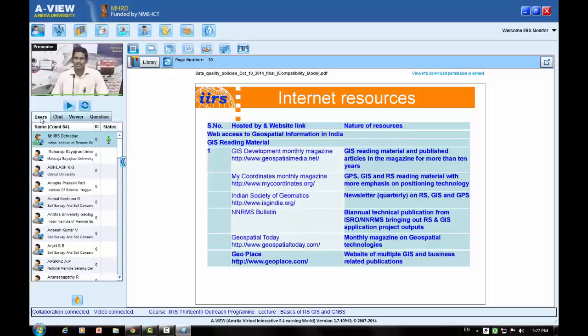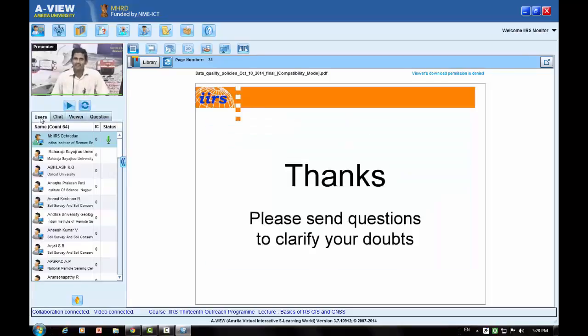If you search, you'll get a lot of things. Even CCRS, the Canadian Centre for Remote Sensing, has good reading material, particularly on remote sensing with emphasis on microwave. And there are many other websites, so if you go there, you'll get a lot of information. If you are interested, I can inform you further. If somebody has a specific interest, they can tell me and I can help. So with this, I conclude my lecture.